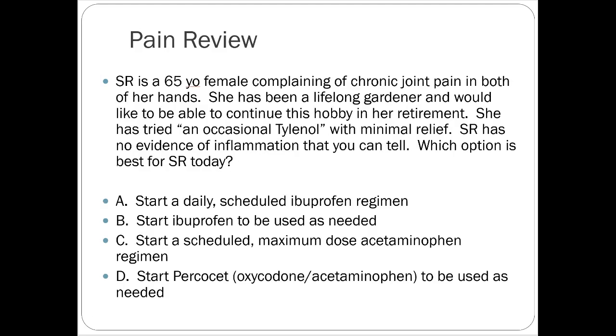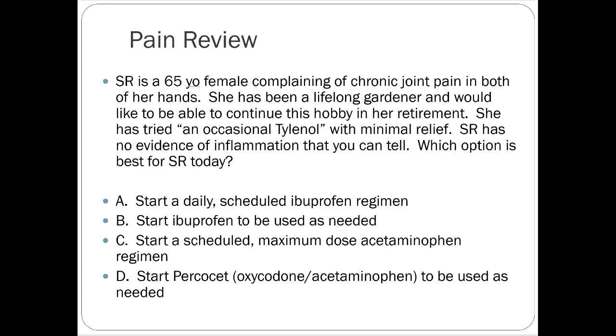Okay, we've got SR, a 65-year-old female complaining of chronic joint pain in both her hands. She's been a lifelong gardener and would like to be able to continue this hobby in her retirement. She has tried an occasional Tylenol with minimal relief. SR has no evidence of inflammation that you can tell. Which option is best for SR today? You want to start a daily ibuprofen regimen, start ibuprofen as needed, start a scheduled max dose acetaminophen regimen, or start Percocet, which is oxycodone and acetaminophen, to be used as needed.